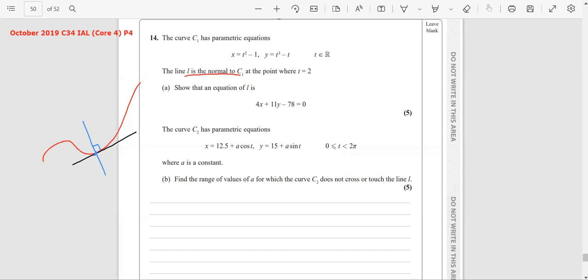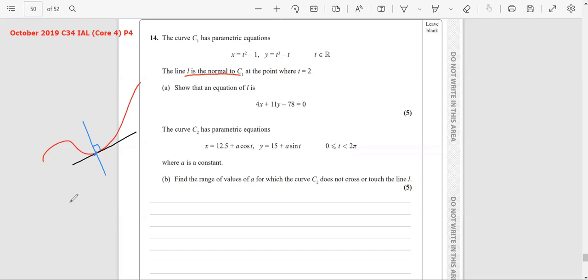So we need first to do differentiation. We're going to use the chain rule to get the derivative, dy by dx. And then we're going to replace the value of t in the derivative to get the gradient, then get the negative reciprocal of the derivative to get the gradient for the normal. And then you can replace t to get the point. So you're going to have a gradient and a point, so you can get the equation easily. So let's start step by step.